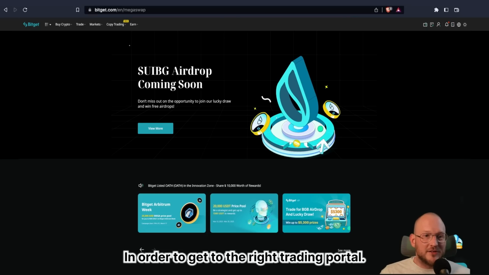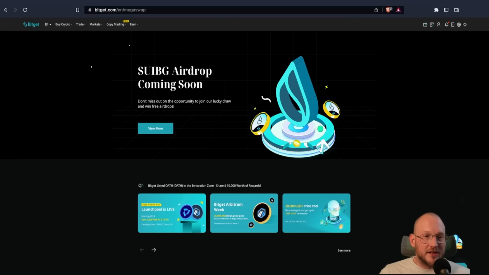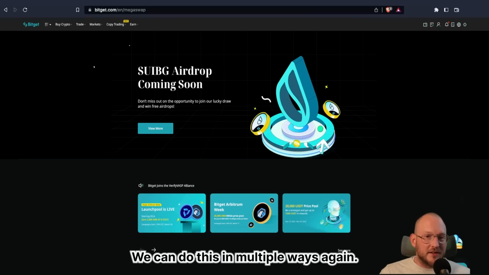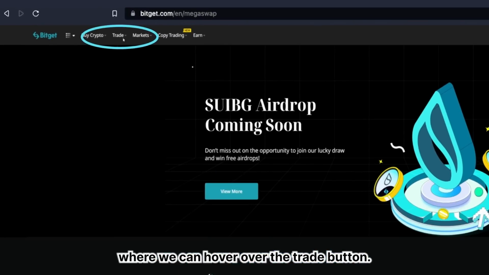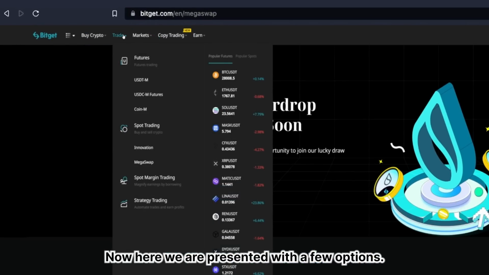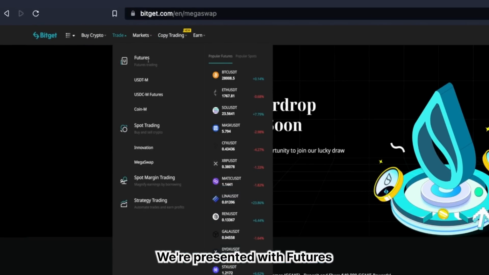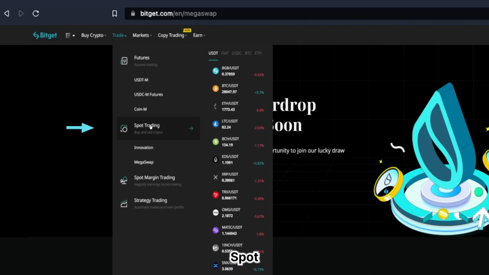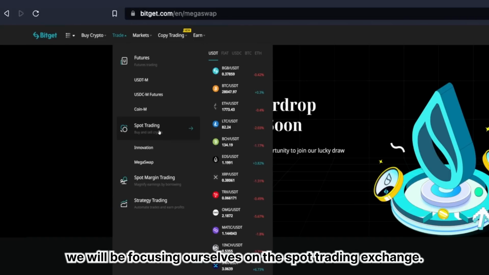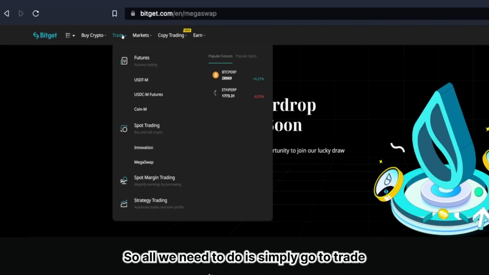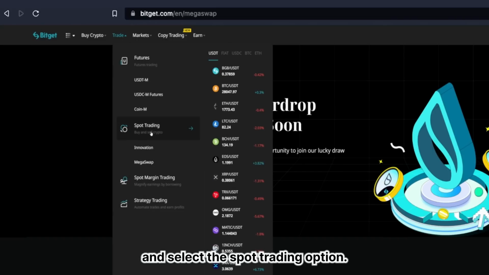In order to get to the right trading portal, we can do this in multiple ways. I'm going to start off with the landing page, where we can hover over the trade button. Here we are presented with a few options: futures, spot margin and strategies trading. In this series we will be focusing on the spot trading exchange, so all we need to do is go to trade and select the spot trading option.